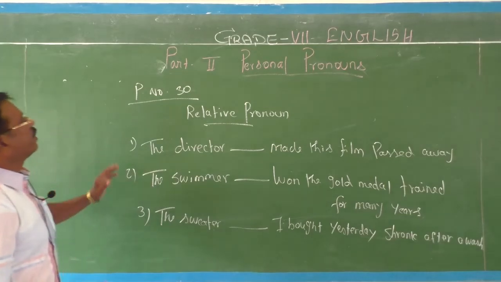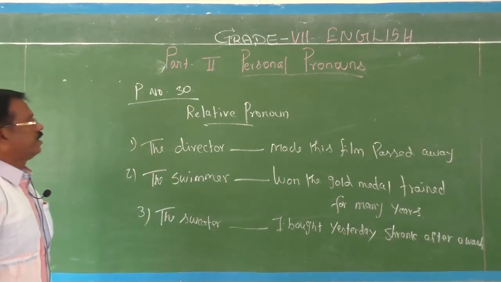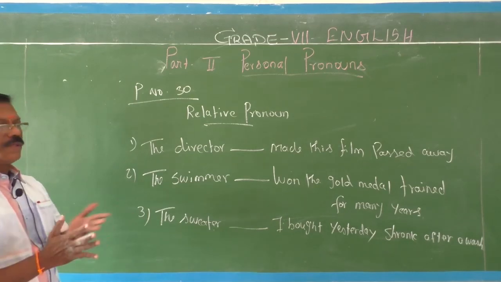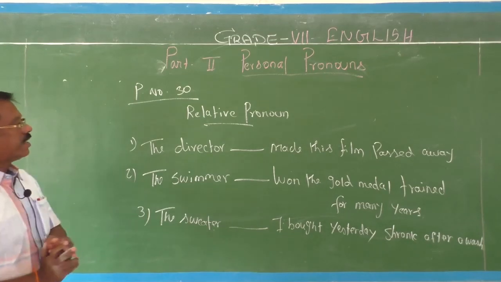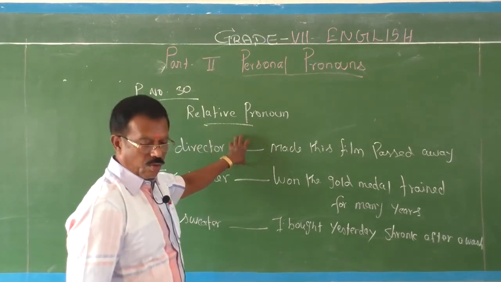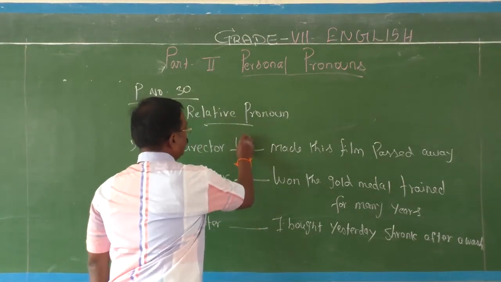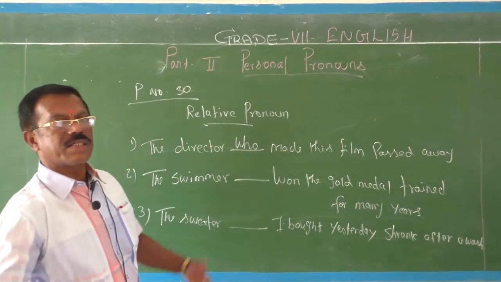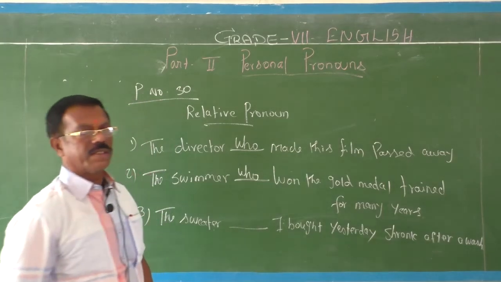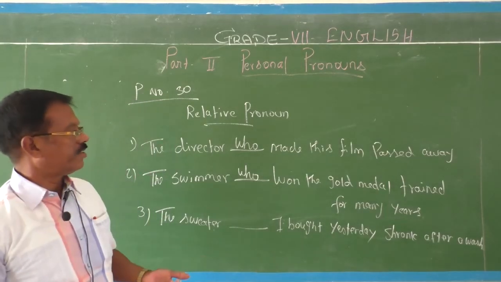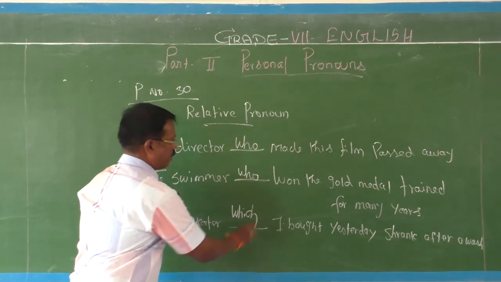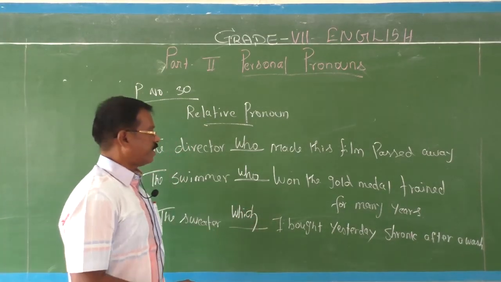Now, how to find out the relative pronoun to fill up these blanks? The director: here it stands for a person. So you have to think of the relative pronouns who, whom and whose. The director who made, because only a subject relative pronoun is possible here. The director who made this film passed away. The swimmer who won, here also a person. The swimmer who won the gold medal trained for many years. The sweater which I bought yesterday shrank after a wash.